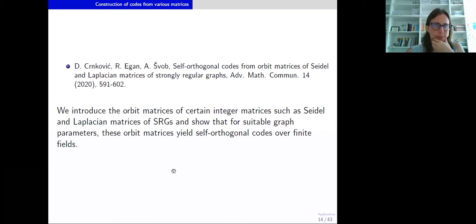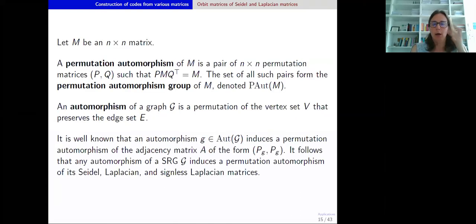This is very useful. Why? Because there are, of course, plenty of strongly regular graphs, and for each strongly regular graph you can now use Seidel and both Laplacian matrices, but not just those, also orbit matrices. So far, orbit matrices were defined for block designs and strongly regular graphs, but not for some other integer matrices. So here we introduced the notion of orbit matrices of these certain integer matrices.